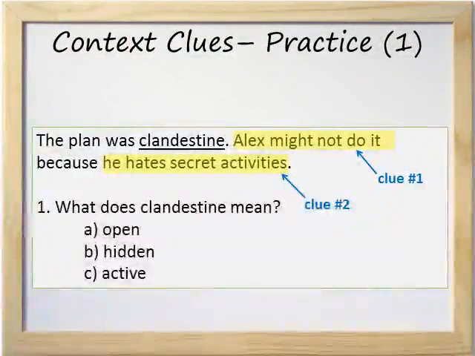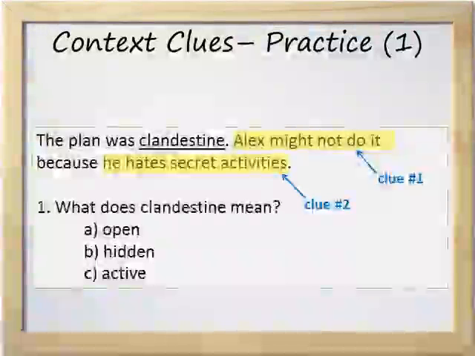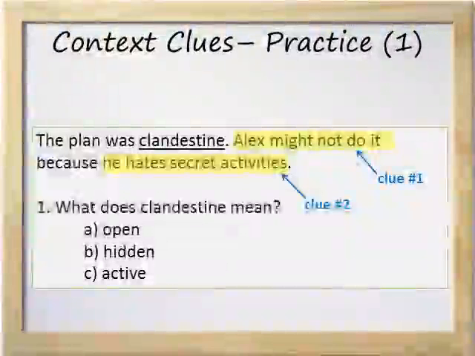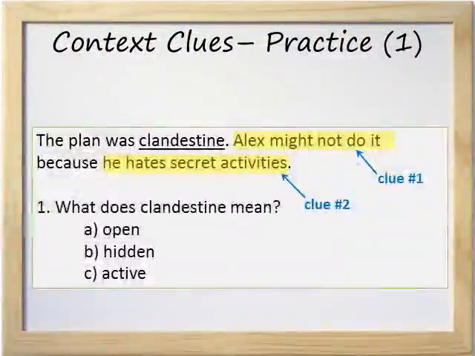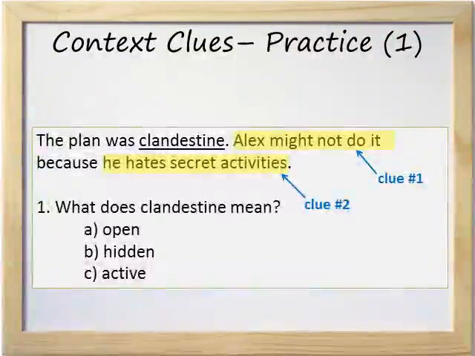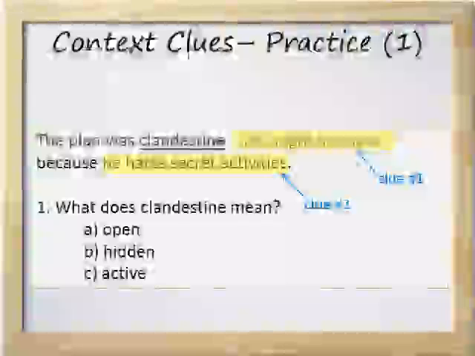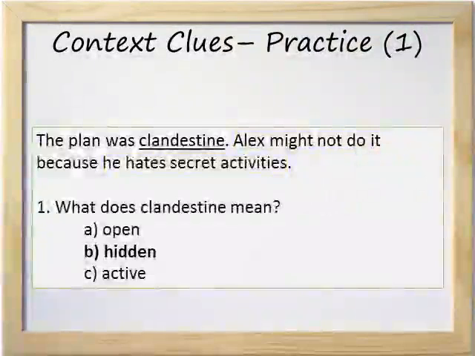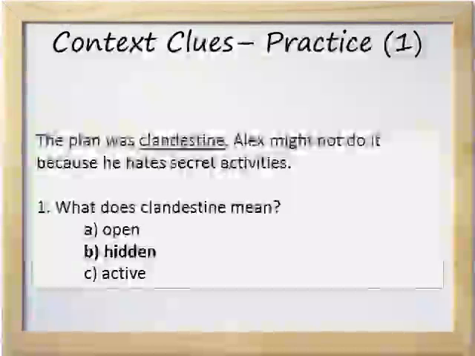So, if Alex hates secret activities and therefore might not do the plan, what does that tell us about the plan? It tells us that the plan is a secret activity. If that's true, let's return to question 1. What does clandestine mean? The meaning is similar to secret. So, is it A, open, B, hidden, or C, active? Which word is closest to the word secret? B, hidden is the closest to the word secret, and that is what clandestine means.